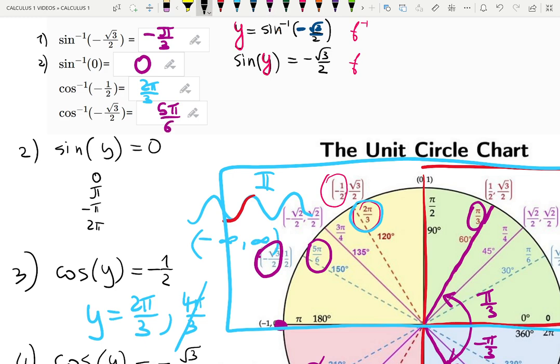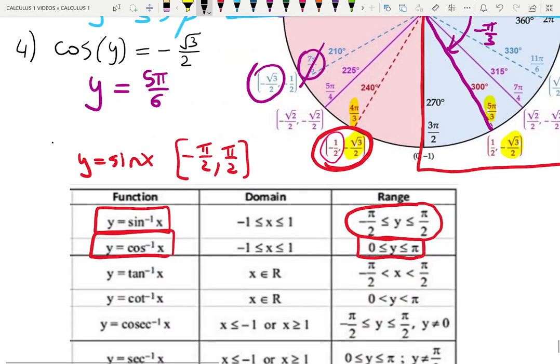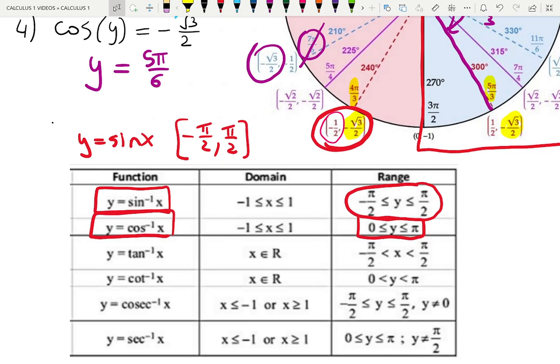And this is the challenge of working with inverse trigonometric functions. To get the unique answer, you need to know the restricted domains and ranges for them. But with time, you get used to it. Same for arctangent, which works from minus pi over 2 to pi over 2, and so on.